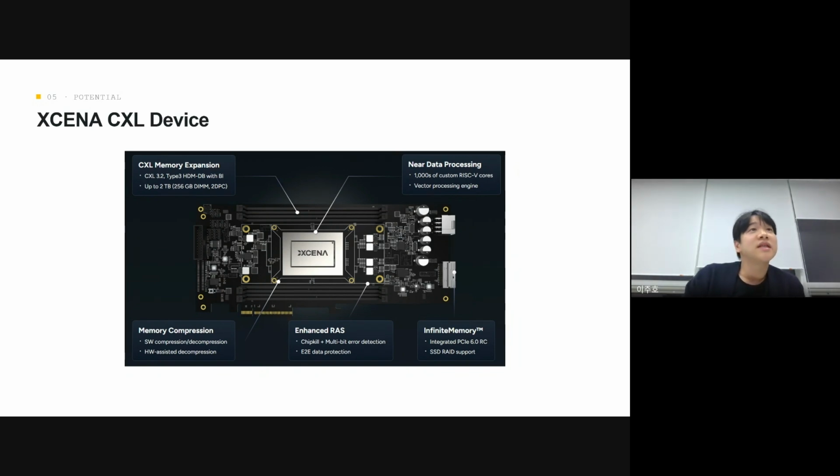And so this is a brief explanation of our device at XCENA. Our company has CXL 3.2 Type 3 devices, and on top of the memory expansion, it also has thousands of custom RISC-V cores for computational CXL memory and hardware-assisted memory compression. It also supports SSD capacity, and we call it infinite memory. So these are some of the features I introduced, and this is the direction in which CXL is heading.